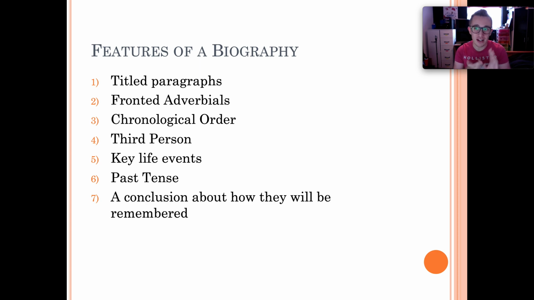It mentions the key life events, not the random bits, or the bits no one cares about. It focuses on the key bits. It's in the past tense because it's happened. It has to have happened for us to know about it, unless they're psychic and can predict the future, in which case, fair play to them. And it has a conclusion about how, if they're dead, how they will be remembered. If they're alive, maybe it's about how they'll be remembered, but more than likely that's for someone that's not here anymore. So, for example, Mary Anning, when we're writing about her, our final paragraph is probably going to be about what she'll be remembered for.